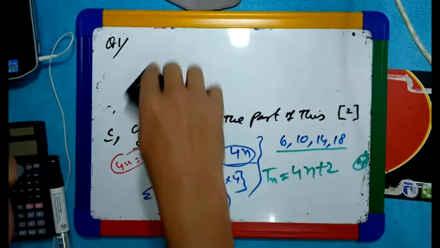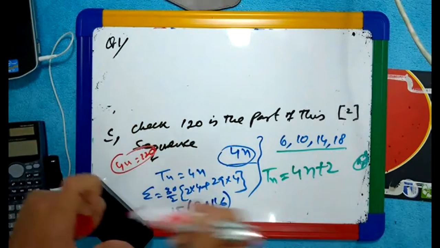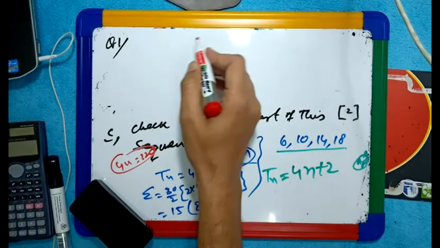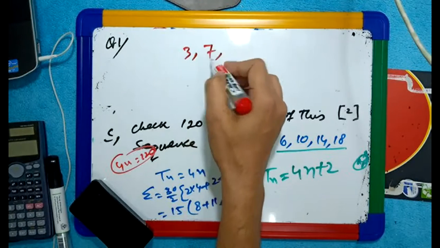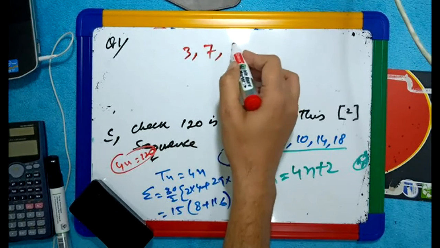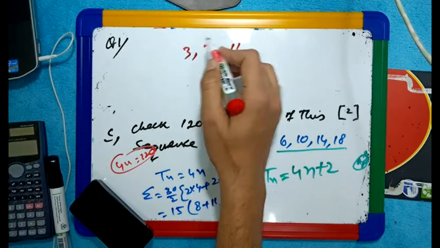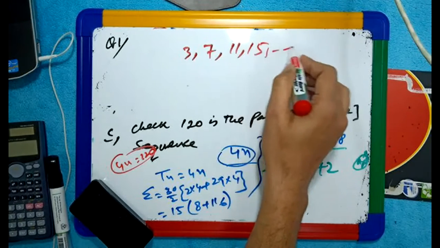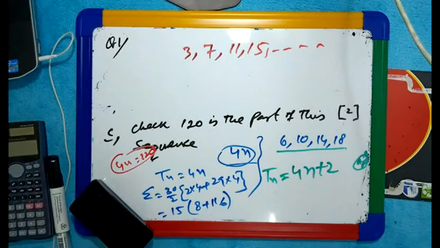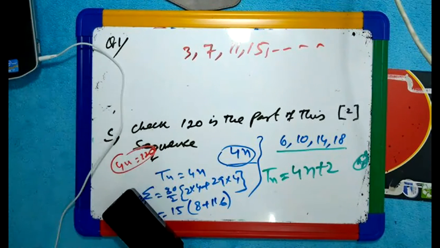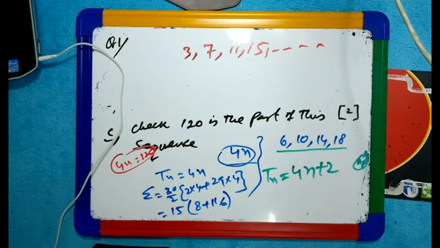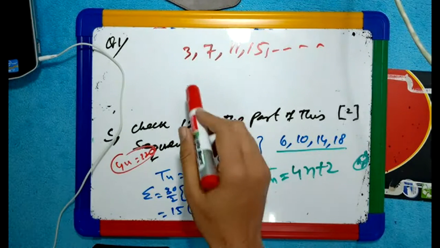Something else I write: 3, 7, 11, 15. This sequence is going on, right? This is an arithmetic sequence. We both can judge that this is an arithmetic sequence, right? So if this is an arithmetic sequence, what will be the nth term of this arithmetic sequence?